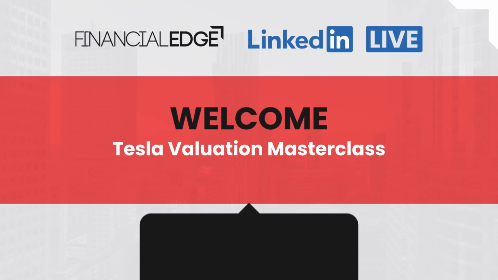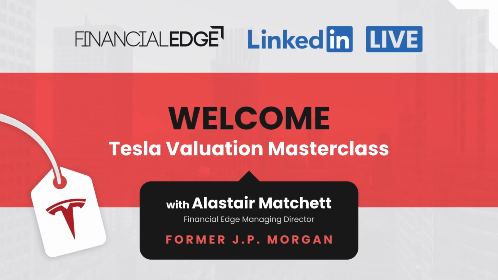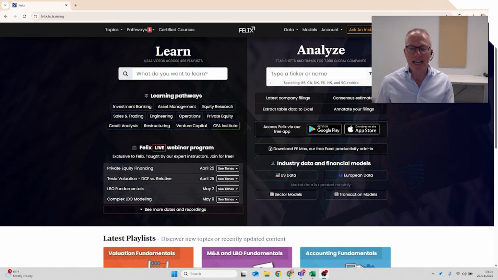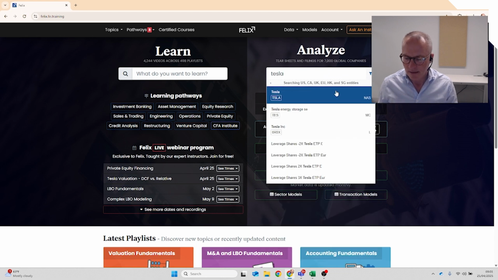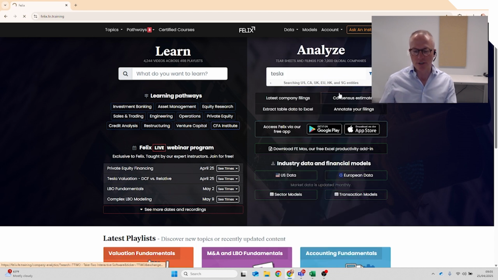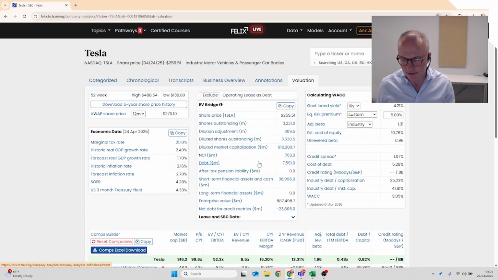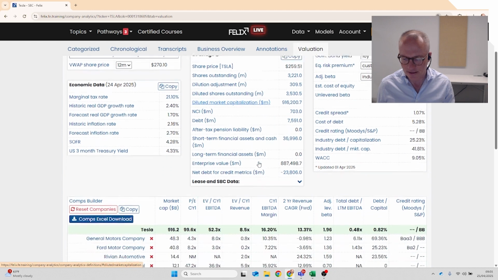So I'm going to get started, and we're going to be using our Felix platform to do this. I'm just at our Felix platform, and I'm going to jump to Tesla, and we'll go to the valuation page, and we'll start by taking a look at the trading comparables. Let me just zoom in a little bit just so you can see this a bit better.